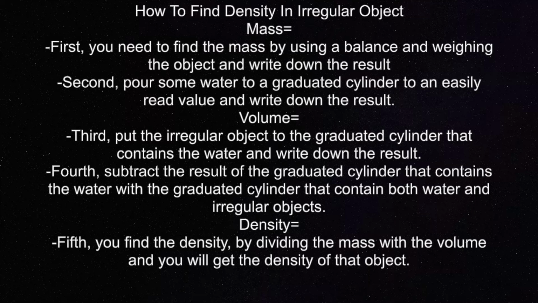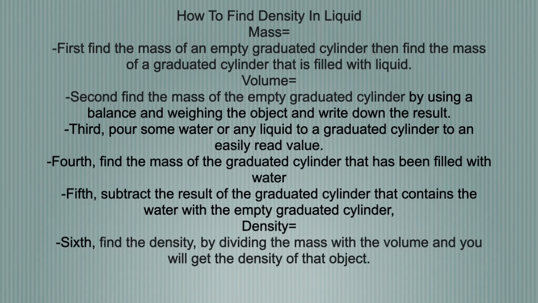How to find density in an irregular object? First, you need to find the mass by using a balance and weighing the object, and write down the result. Second, pour some water into a graduated cylinder to an easily read value and write down the result. Third, put the irregular object into the graduated cylinder that contains the water and write down the result. Fourth, subtract the reading of the graduated cylinder that contains only water from the reading of the cylinder that contains both water and the irregular object. Fifth, you find the density by dividing the mass by the volume, and you will get the density of that object.